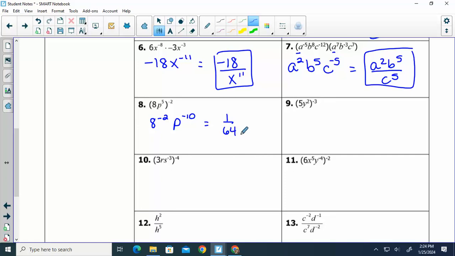If you type in 8 to the negative 2 and ask for a fraction, it will tell you 1 over 64. Okay, what about that P? Where does it go? Top or bottom? Yeah, so I'm just going to say 1 over 64 P to the 10. Everything dropped down to the bottom.